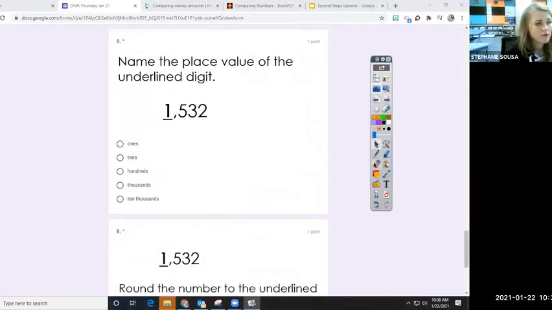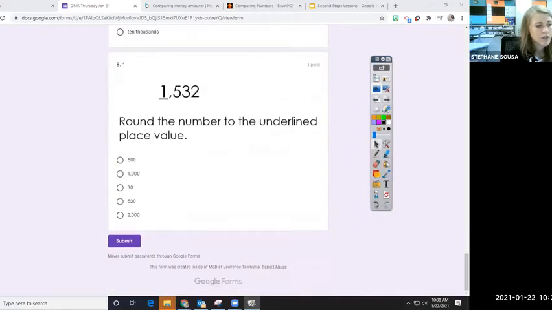Alrighty, name the underlined value of the digit. We have the ones place, the tens place, the hundreds place, the thousands place. This is the thousands place value that is underlined. Questions on that?